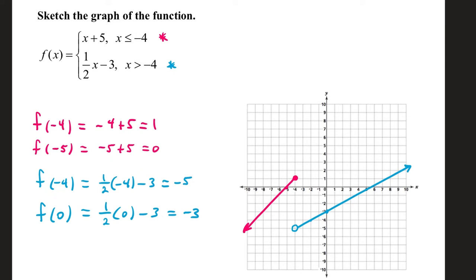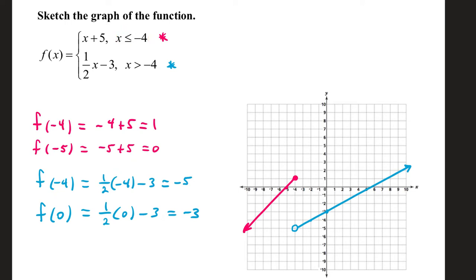Now, from our previous experience in graphing lines, we know that this top piece is a line with a slope of 1 and a y-intercept at 5. Over here in the bottom right of your screen to your graph, that would be a line with a slope of 1 and a y-intercept of 5. However, we can't draw the entire line. We can only draw the parts where x is less than or equal to -4.